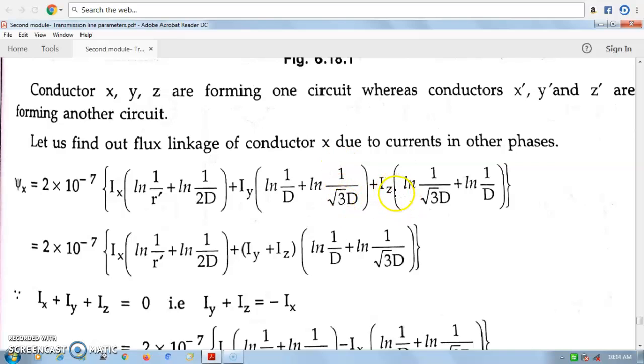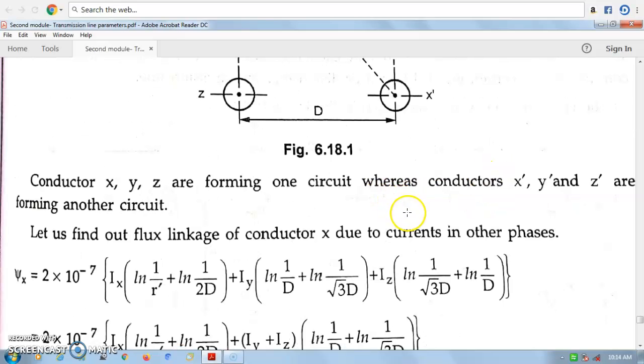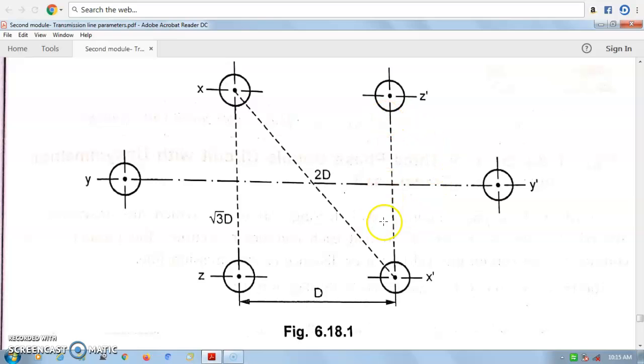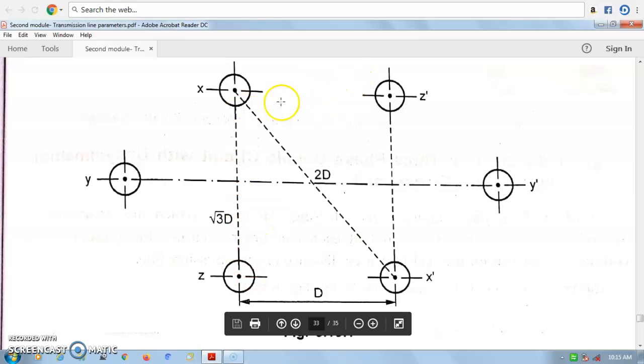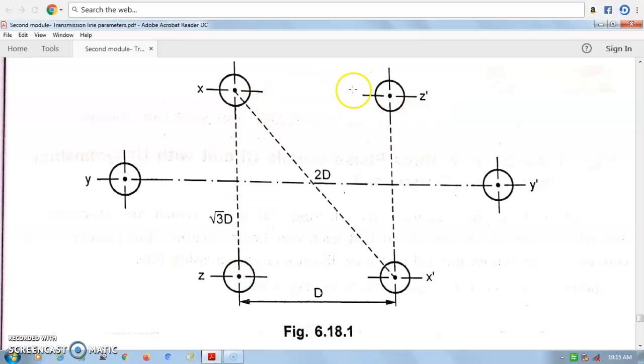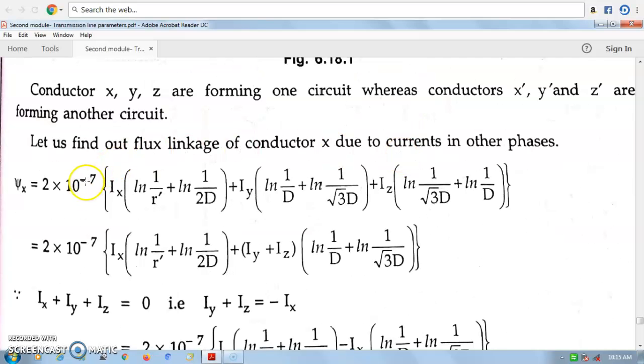Then due to the Z conductor flux linkage, this is the Z and this is the Z dash. Therefore Iz take it common here. Ln of 1 divided by root 3d for the Z conductor, plus ln of 1 divided by d, the distance between them. So this is the flux at the X conductor. This is the X conductor itself, internal flux. This is the X dash distance. This is the Y dash. Then this is X, Z and Z dash.